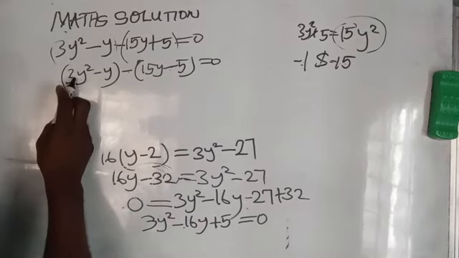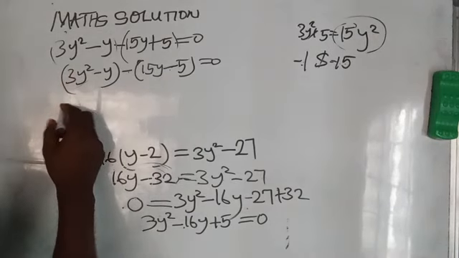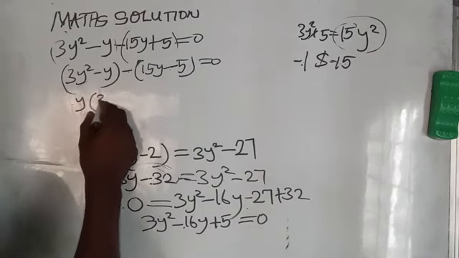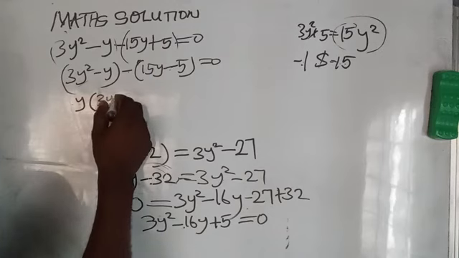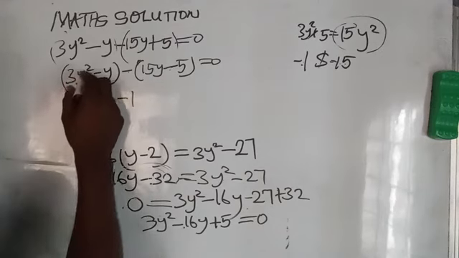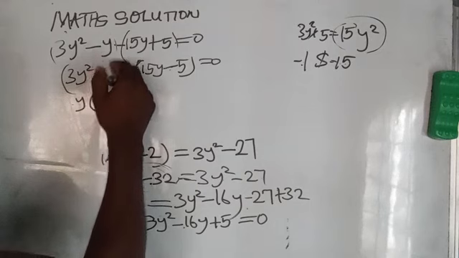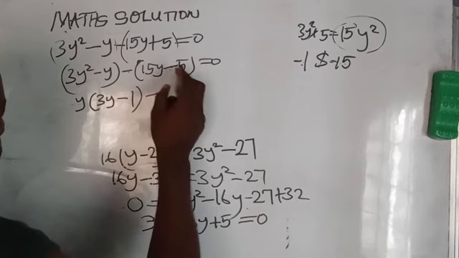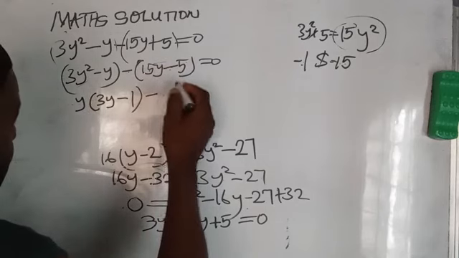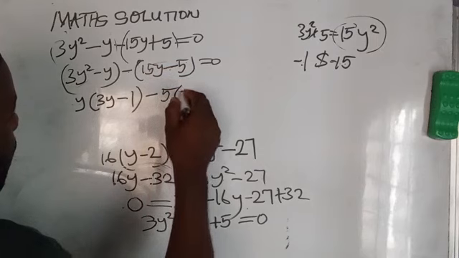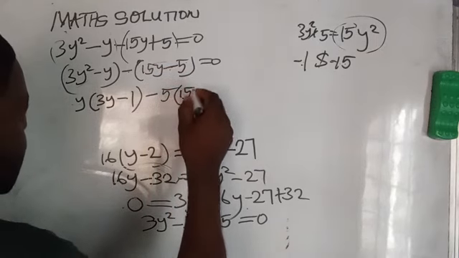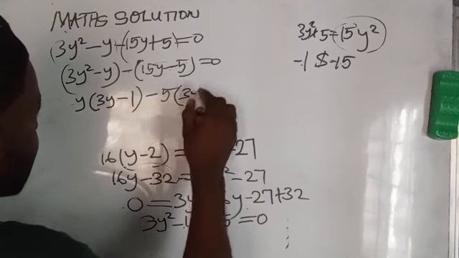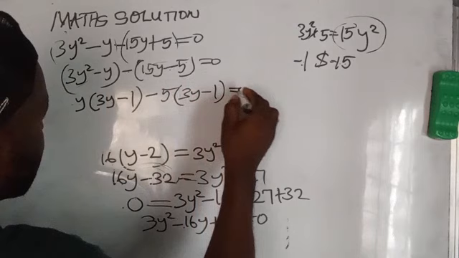So what's the common factor of this 3y squared and this y? It is y. They have y in common. So y bracket 3y minus 1, because y divided by y is gone, remaining 1 here. Then minus, what is the common factor here? 15y and 5 is 5. You write 5. Then 15 divided by 5 is 3. 3y minus 1 equal to 0.